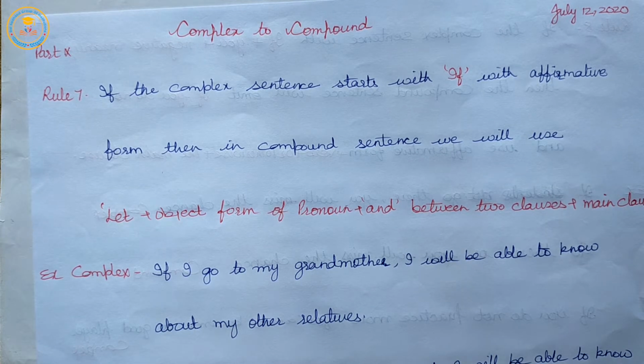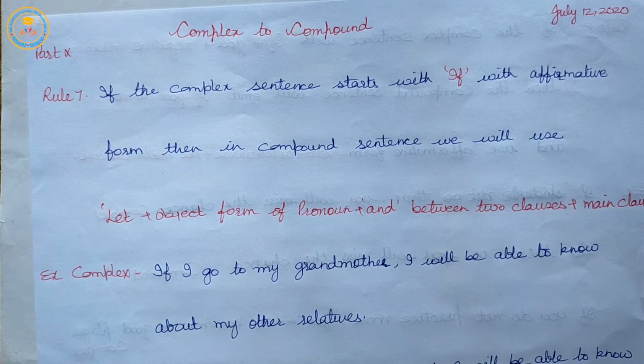And in the fourth rule, we read that if the complex sentence has since, as or when in the beginning, the compound sentence will use and, so, hence, therefore to connect the different clauses. In our fifth rule, we read that if the complex sentence has who, the compound sentence will use and in place of who, and the object of the first clause will be the subject of the second clause.